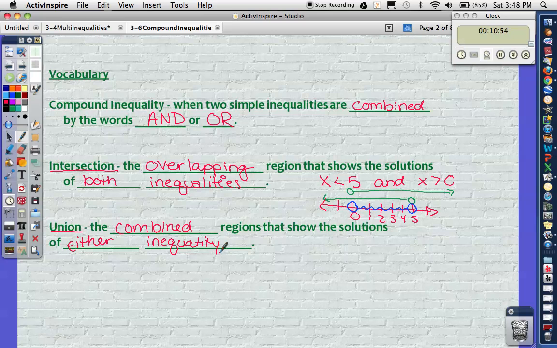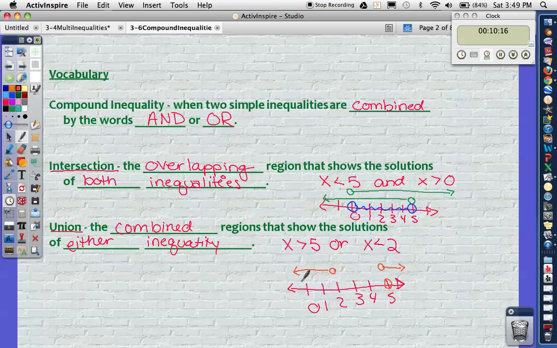So here I might say X is going to be greater than 5 or X is going to be less than 2. And if it's an answer to either one, then it's a solution to the union. So if I graph this, and graph this one with me please. X is greater than 5. Would have an open circle here and shading to the right. X is less than 2 would have an open circle here and shading to the left.